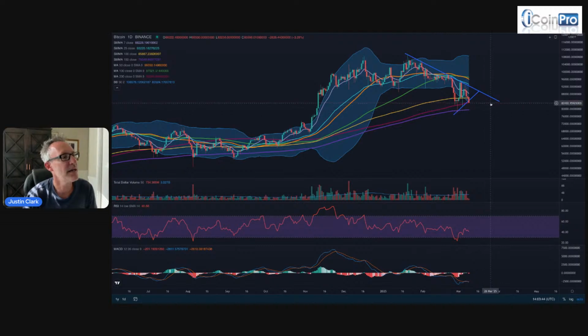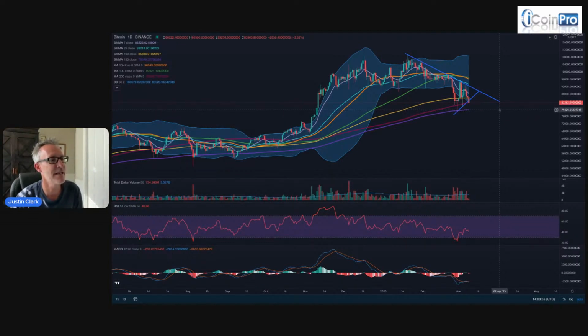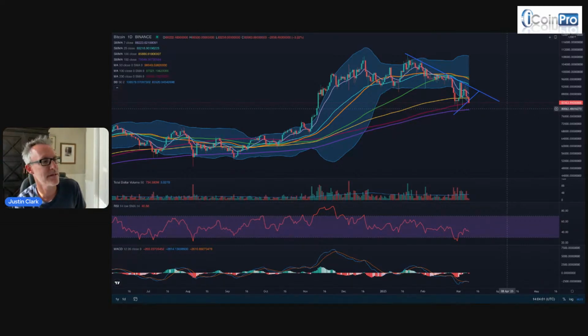So anyway, we're going to have to see if 80K can hold up. Then below that, we've got 78K, 78, 79. So really it's 78 to 80K that is the last line of defense here, guys. And we'll have to see what happens here. But all very interesting. Yep, all the news has happened. We'll have to see.